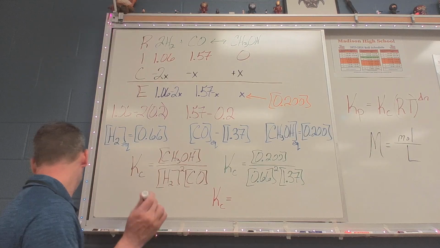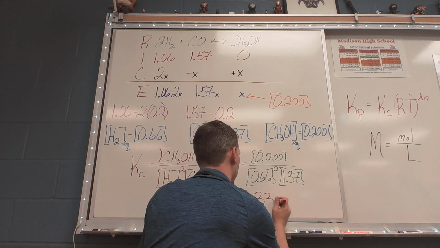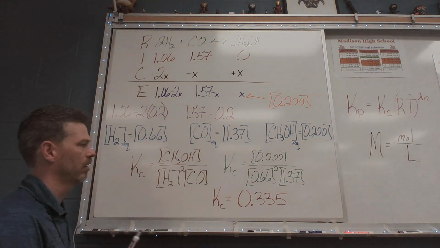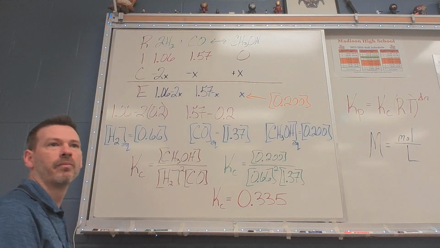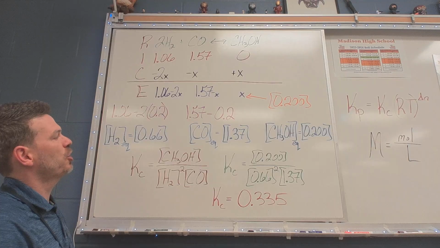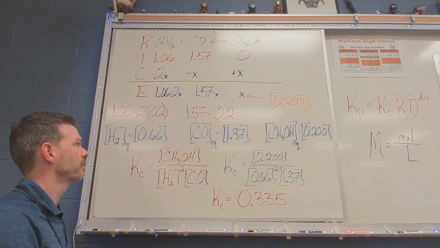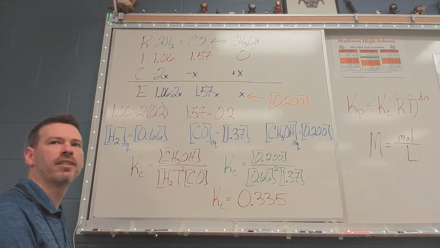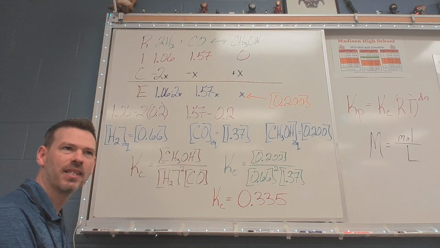Anybody brave want to shout out a Kc? Yeah, I get 0.3. So your sig figs should go off your initial values, of course. What are the units of K? Nothing. Yay. We like it when there's no units.